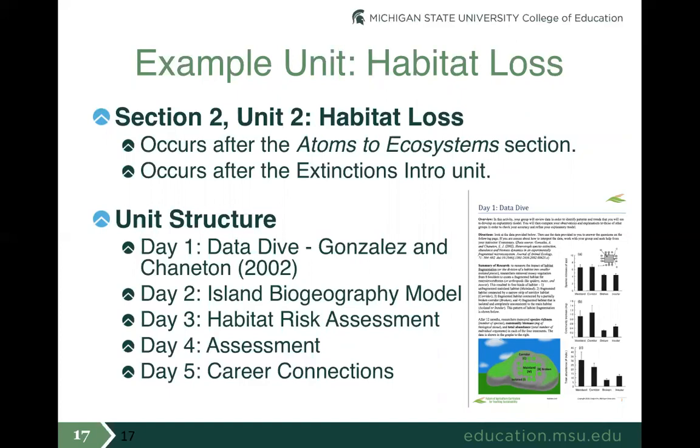We asked students to explain their initial ideas and collaboratively develop explanatory models that they will refine over the course of the week. On day two, we provide scaffolded instruction on the island biogeography model. This explains how habitat fragmentation and habitat loss relate to loss of biodiversity and how that affects ecosystem services. On day three, students go into a local habitat, such as a school forest, to see if they can find evidence of any of these things occurring in their local community. Day four is review and assessment, and on day five, we have career connections.